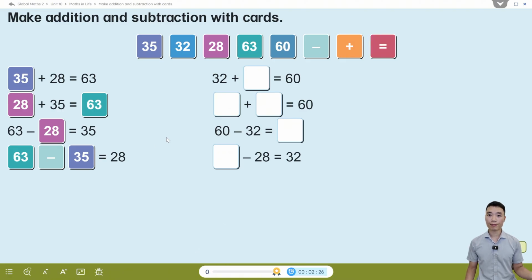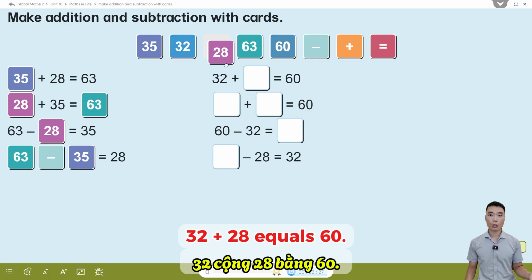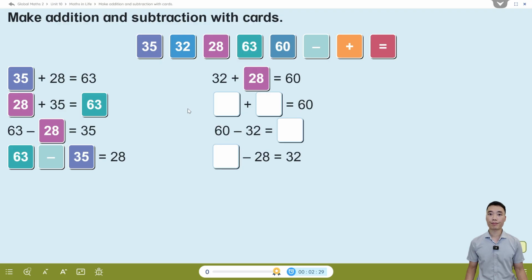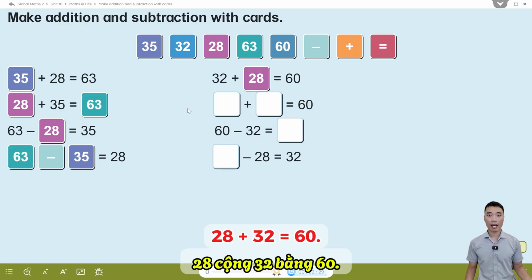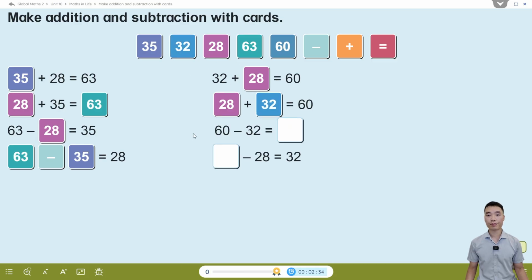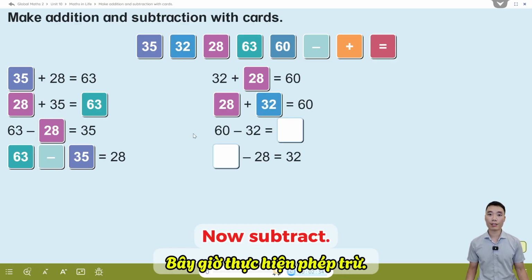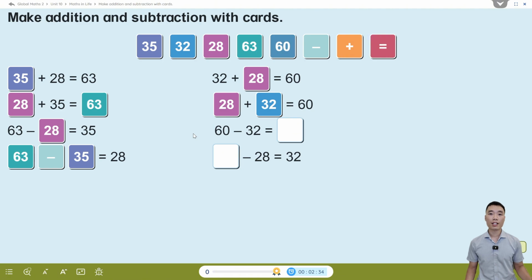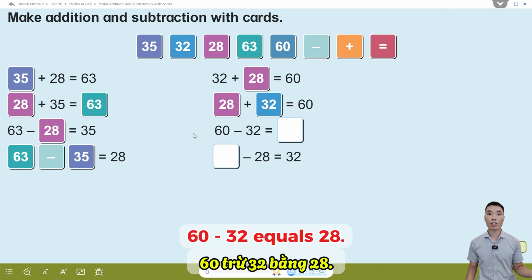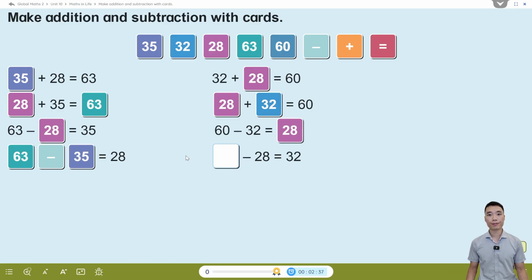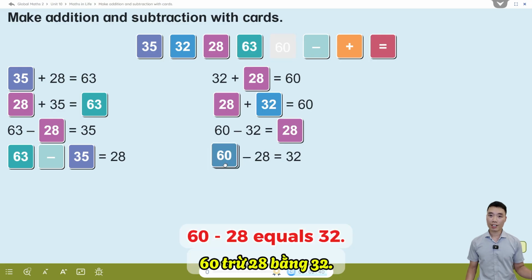Next set. 32 plus 28 equals 60. 28 plus 32 equals 60. Now subtract. 60 minus 32 equals 28. 60 minus 28 equals 32.